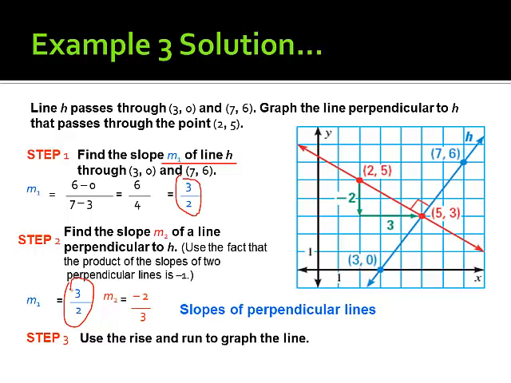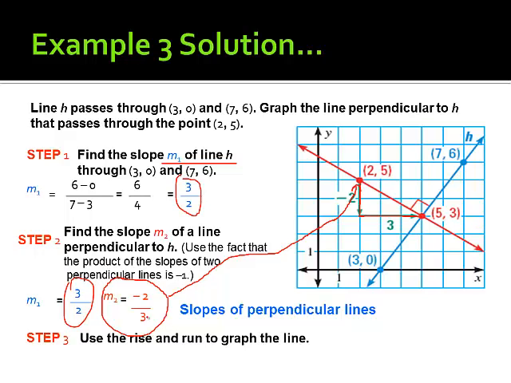So you take the negative reciprocal of it, the flip and then the opposite sign, to get negative 2 over 3. Once you find that, you use the point (2, 5) to go rise over run: down 2, to the right 3. Down is negative and to the right is positive, because you have a negative on the top and a positive on the bottom.